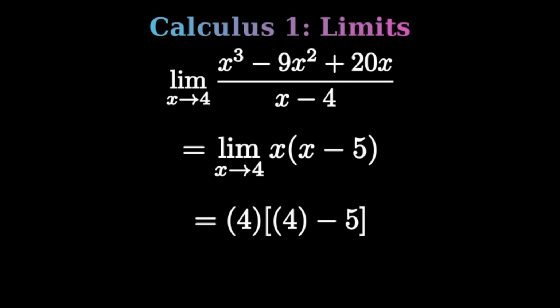So let's go ahead and do the 4 minus 5. That's going to give me a -1. And -1 times 4 is a -4. So let's go ahead and answer this question. The limit as x approaches 4 of x cubed minus 9x squared plus 20x over x minus 4 is -4.